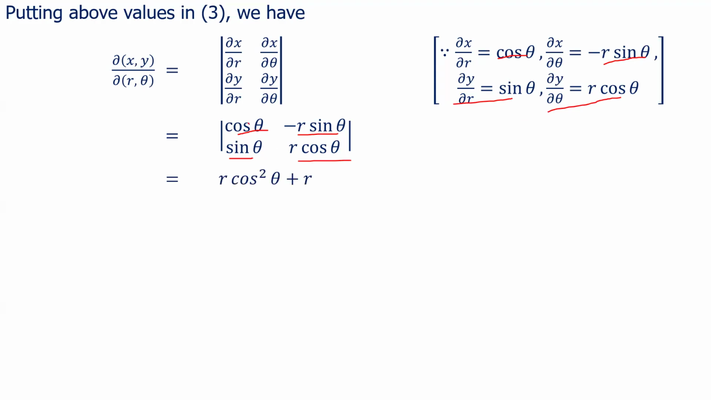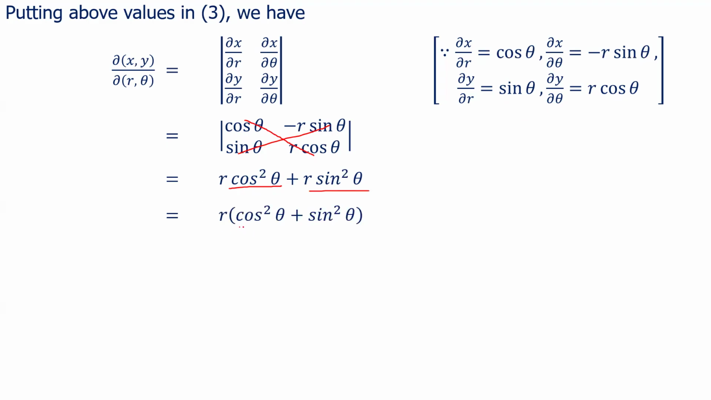So how to solve the determinant? We have to cross multiply: this into this minus this into this. So this is r cosine square theta, and the minus and minus will become plus r sine square theta. Now if we take r common from both parts, we have r times cosine square theta plus sine square theta. And we know by the trigonometric identity that cos square theta plus sine square theta is 1. So the Jacobian of xy with respect to r theta is nothing but r.